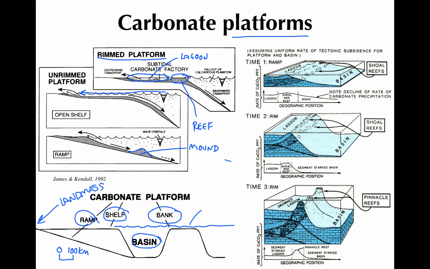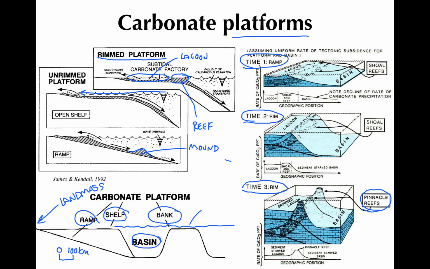The different types of carbonate platforms that you find on the left may evolve through time as shown on the right, where we see first a ramp that evolves with continued deposition and continued subsidence into a rimmed shelf, and then continues to evolve into something that is looking more like a carbonate bank, or at least a series of pinnacle reefs.